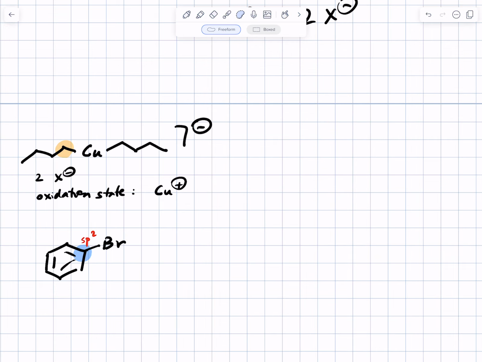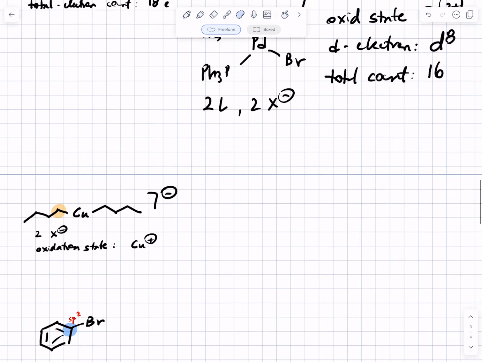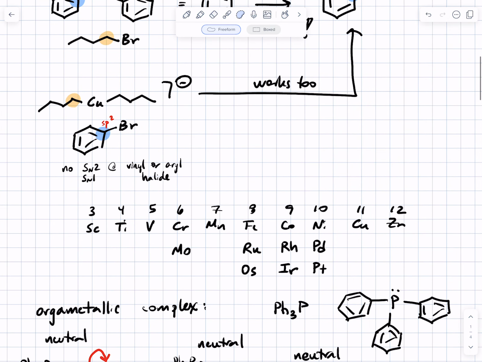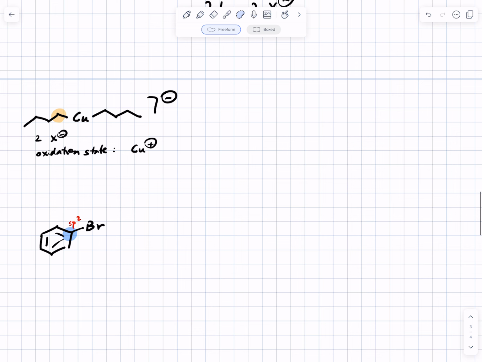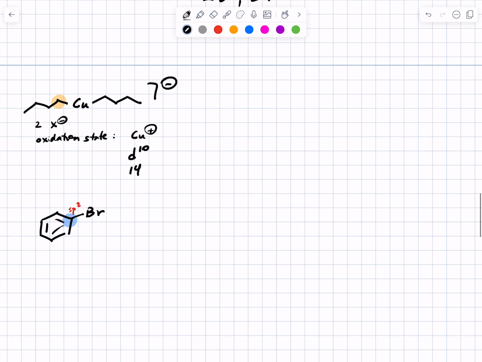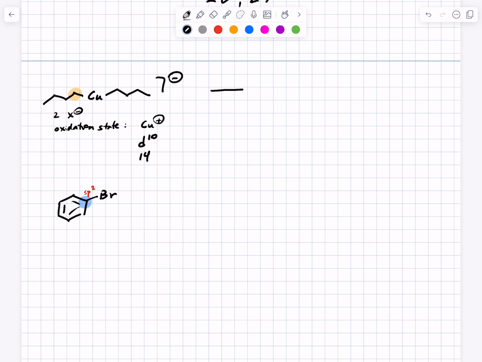All right, let's do d electron count and total electron count. Copper normally has 11 valence electrons. It's +1, so it's got to be D10. And then total electron count is 10 plus 2 plus 2, that's 14. So we infer from this copper's +1, and we're not at 18 electrons, so there's room for additional stuff. And that ends up being important because the first step of this reaction, I'll draw the molecule that forms next, looks like this.